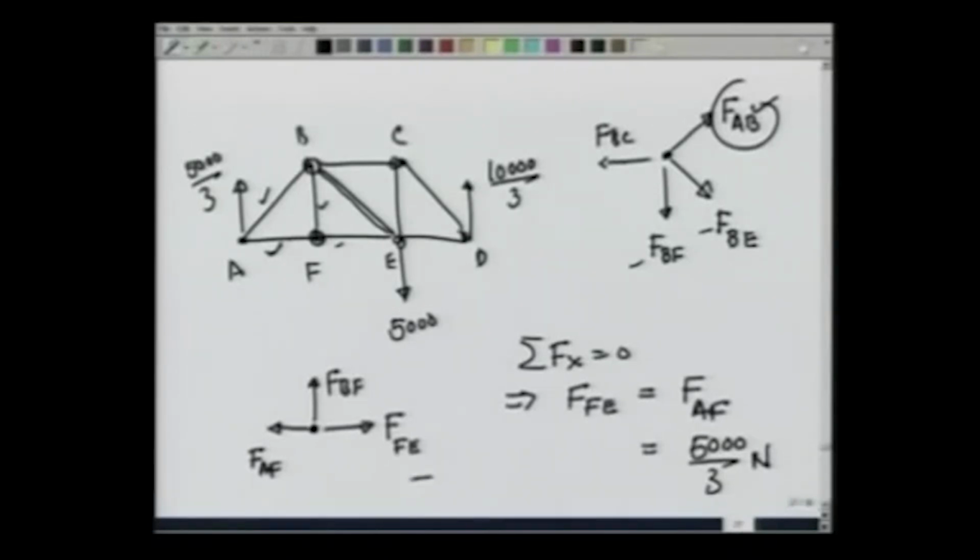Now, summation Fy is equal to 0 gives you right away that FBF is equal to 0. The moment I know FBF, I know this force and I know this force. There are only two unknowns at point B. I can solve for forces FBE as well as FBC. Let us do that. So, let us first write the forces that we have determined so far.